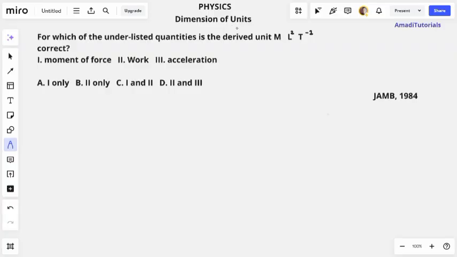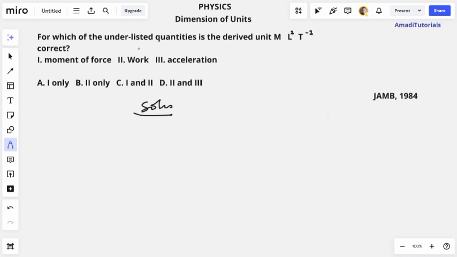This question on dimension of unit. For which of the underlisted quantities is the derived unit m L raised power 2 T raised power minus 2, correct? So we are to find the quantity that has this as its dimensional unit or dimensional formula. So quickly, what we're going to do, we're going to take each of these quantities, define them mathematically, and write their dimensional formula and see the one that relates with this. That's how we know our answer.